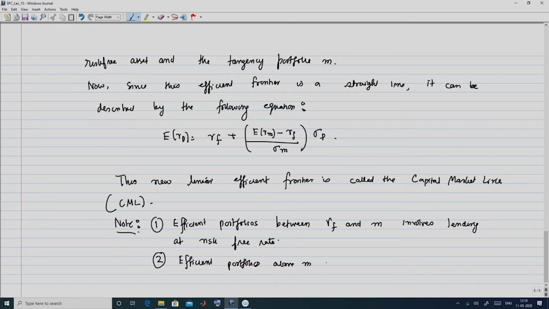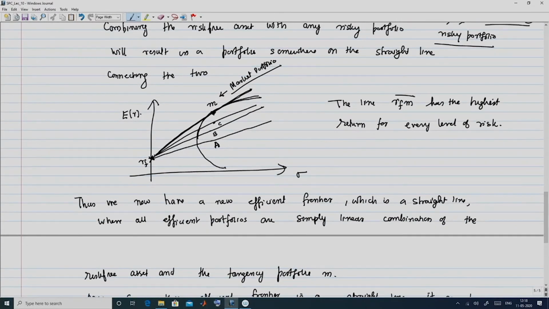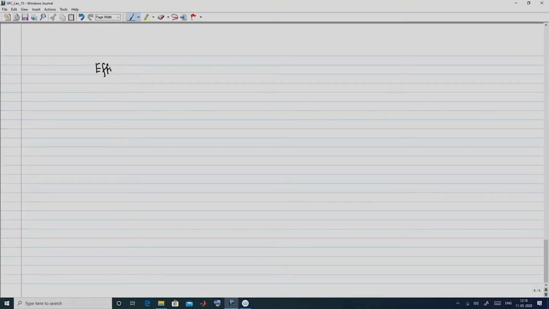above M involve borrowing at risk free rate. So, here this means that in this region any portfolio which lies on this part of the line means that you have purchased a bond or are lending at RF, and beyond this, all portfolios on this part of the line will involve borrowing at RF. Okay.